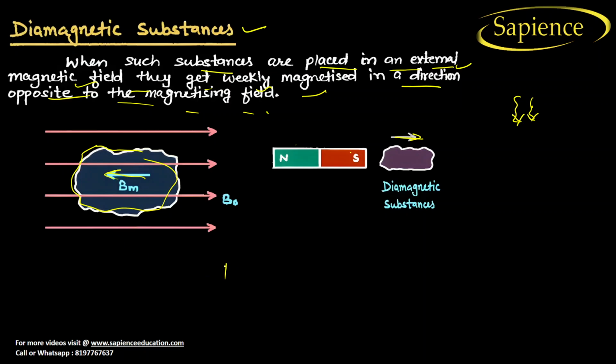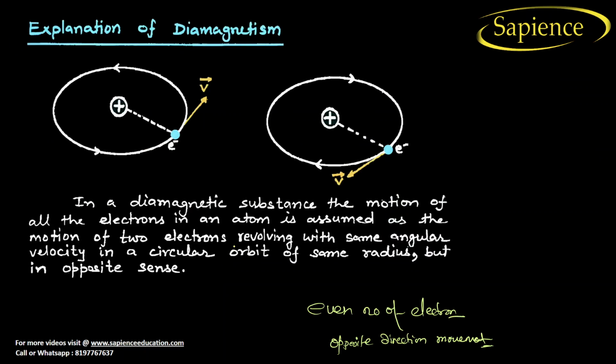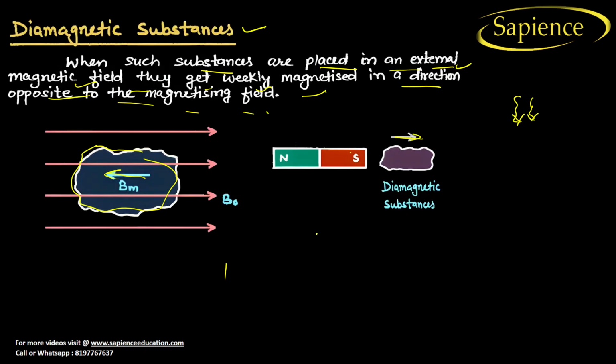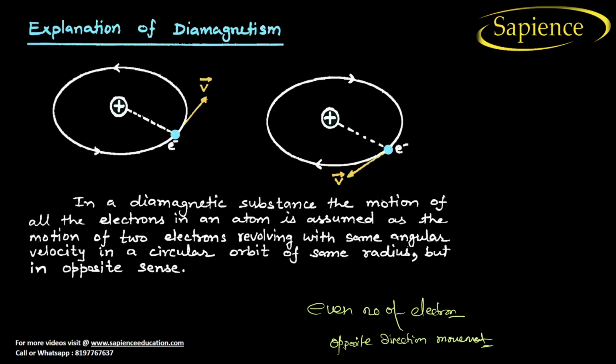It means that the magnetic property decreases, the ability to attract decreases. Now we need to understand why this happens. We know that most magnetic substances have an even number of electrons. So when there is an even number of electrons, one moves in this direction, and another will move in this direction. They both have a velocity v.